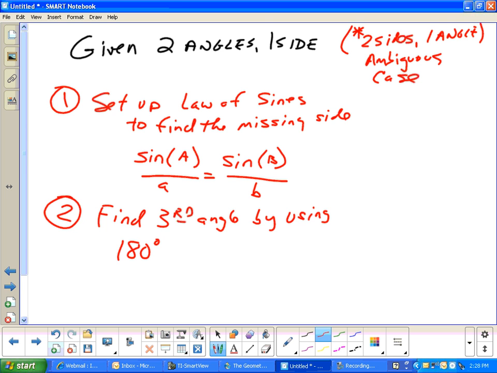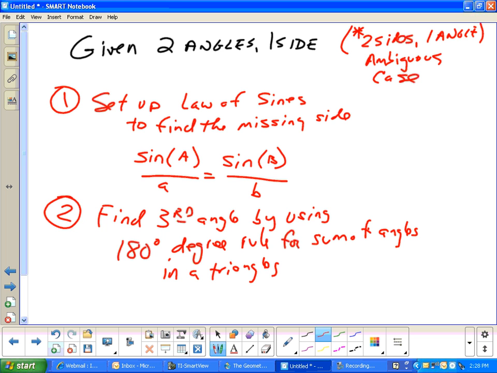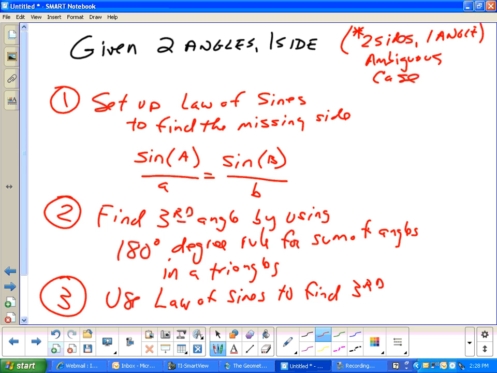So we'll use the 180-degree rule for the sum of the angles of a triangle. You already know 2 of the angles, so just subtract from 180 and you'll have the third angle. Then step number 3, again use the law of sines to find the third side. The one exception to this is the ambiguous case. You'll still go through these same 3 steps.